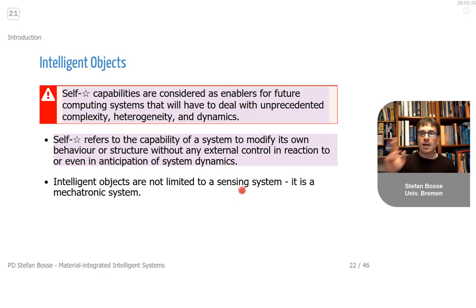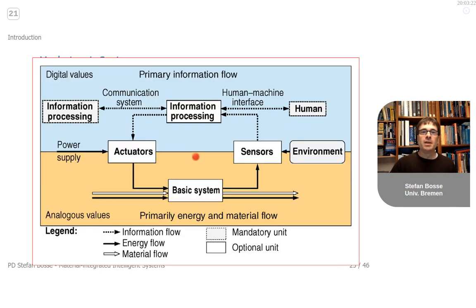Intelligent objects are not limited to sensing systems. It's more or less a mechatronic system. This is shown here. So we have additionally actuators, and here you see again all the components required. The information processing, communication system, human-machine interface is very important. Sensors interacting with the environment or sensing the environment. Here we have basically the basic system. And energy plays an important role in mechatronic systems too.